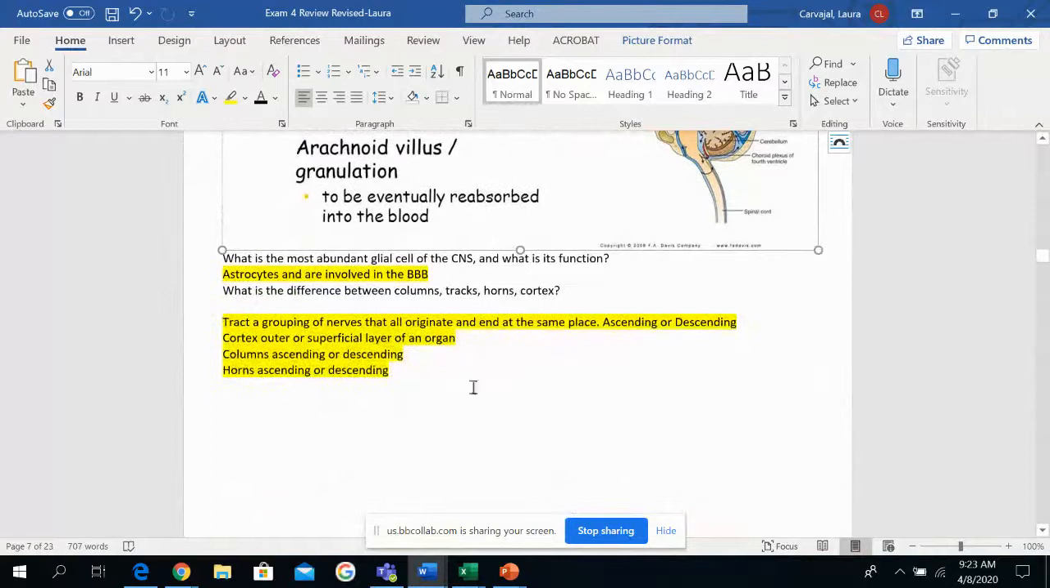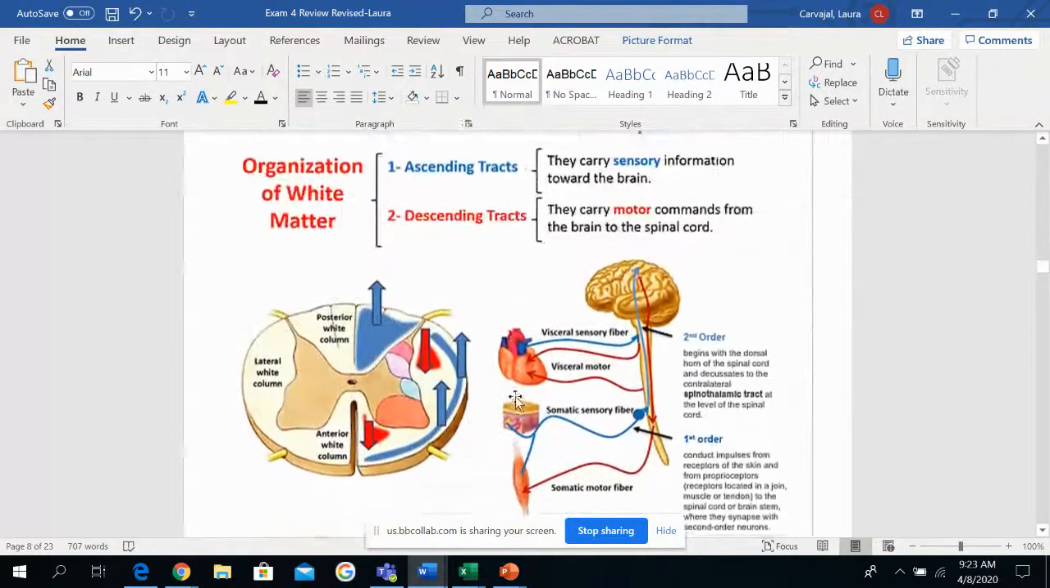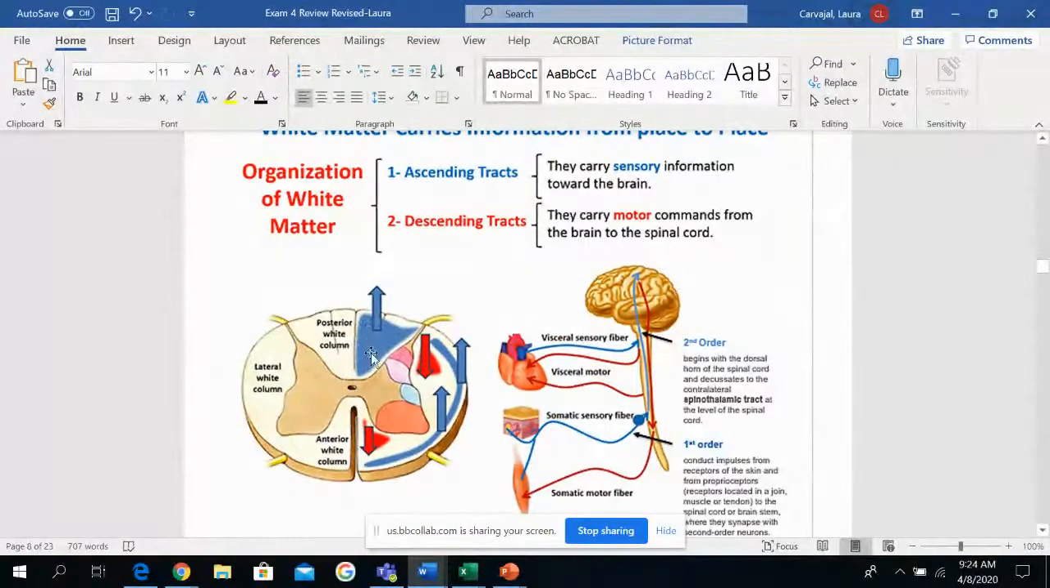Okay, so what are the differences between columns, tracts, horns, and the cortex? This question caused me a little bit of trouble because it's very general, so I feel for you guys. So a tract is a grouping of nerves that all originate and end at the same place, ascending or descending. So a good way of thinking about it would be this. It would either be right here, right here, right here, or here. This is all the same grouping of nerves that are either ascending or descending, and they all originate at the same place.